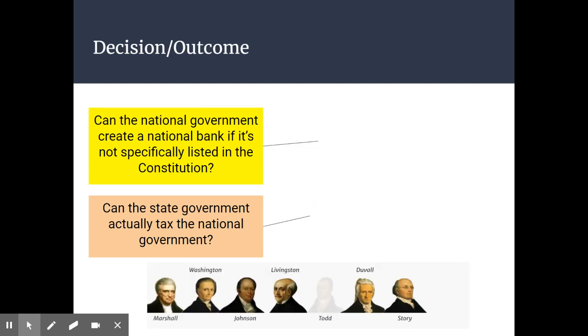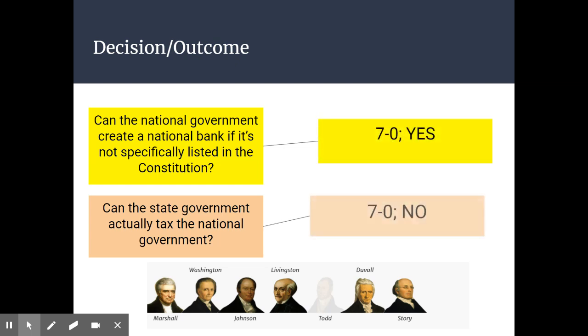So what's the decision and the outcome of the Supreme Court? And again, at this time, the court is led by John Marshall, and most of the Marshall court decisions tend to benefit a stronger national government. So it's actually 7-0 unanimous in both questions.